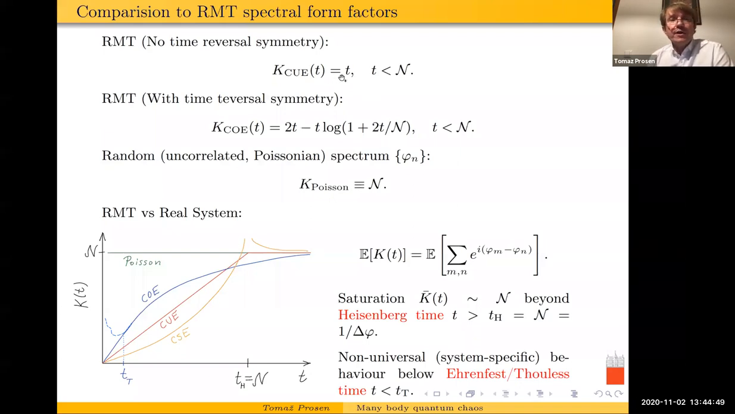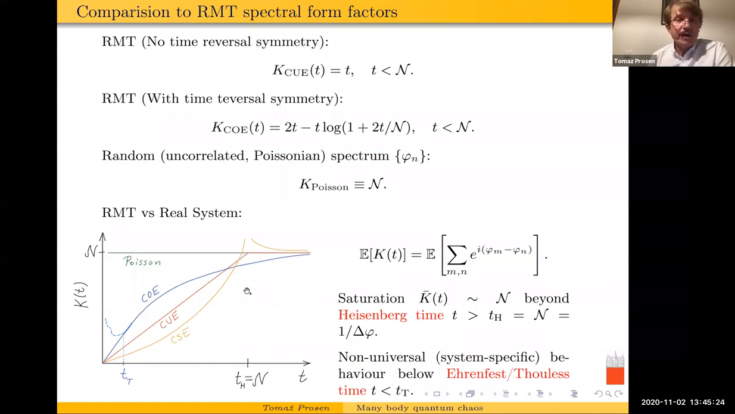So for systems without time reversal symmetry, the spectral form factor behaves for short times just proportional to time, for times which are less than curly N, the dimension of the Hilbert space, which is basically the number of quasi-energy levels. After that, there is a saturation. I will not even discuss analytical results after that, but I just give you a picture. For the unitary matrices, you have this linear ramp of the spectral form factor until it hits the saturation plateau, and then it just saturates.